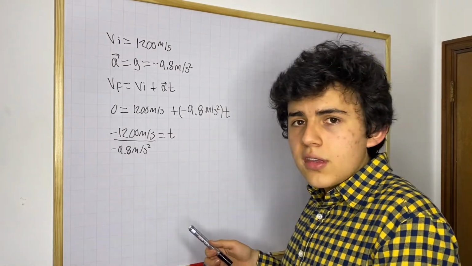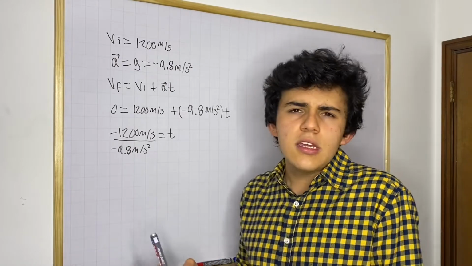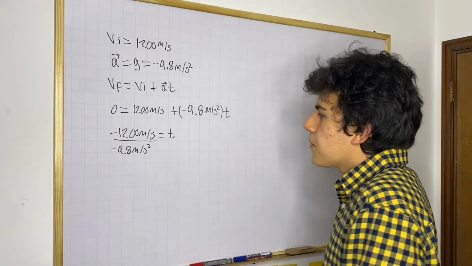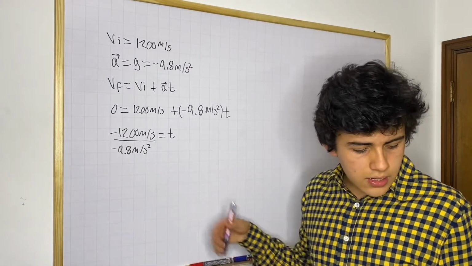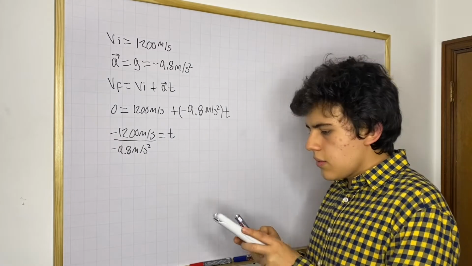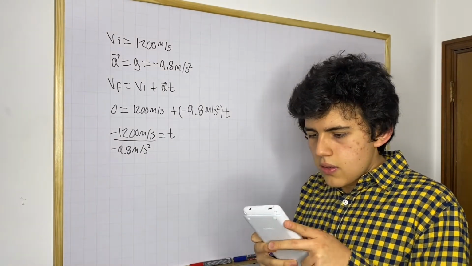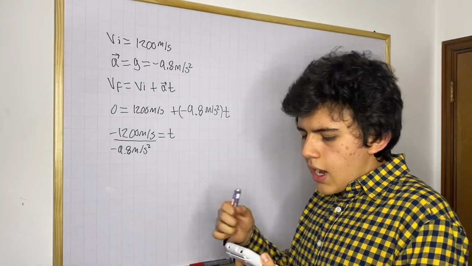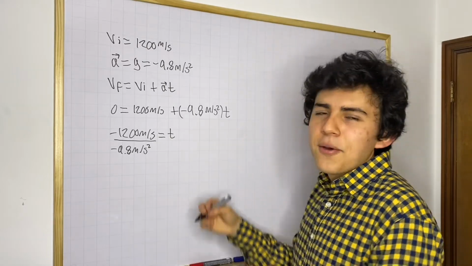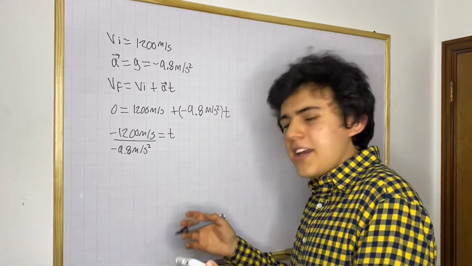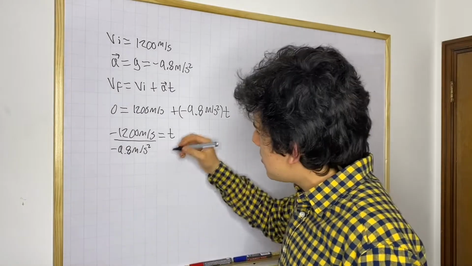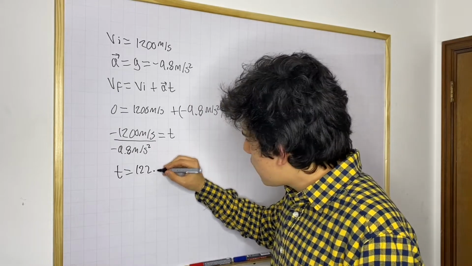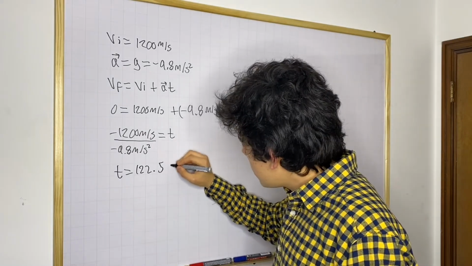So in physics, if you see that something doesn't make sense, probably you screwed up a mathematical process before getting to that value. So now if you pull out your calculator, you're going to find that this value is equal to, let's see it, never mind, I read it wrong. I was talking about how time can't be negative, and then I said minus. No, it's not minus. Time is equal to 122.5 seconds.